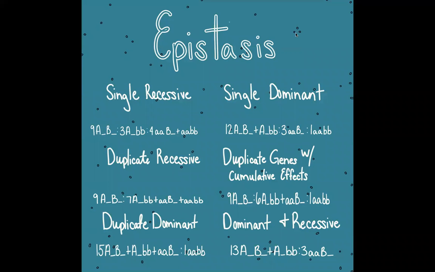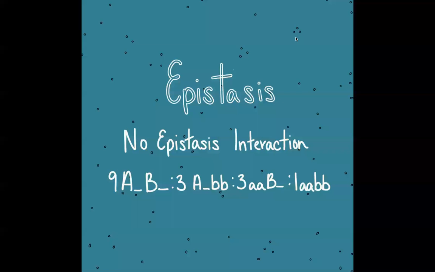The different modes of epistasis are single recessive, single dominant, duplicate recessive, duplicate genes with cumulative effects, duplicate dominant, and lastly, dominant and recessive. If you notice, these each have a ratio, which is based off the ratio when there is no epistasis interaction. By a combination of the ratio from the no epistasis interaction and the fictitious pathway, we are able to obtain the ratios for the different modes of epistasis. I'm going to show you how to use this technique to get a ratio for duplicate recessive epistasis.